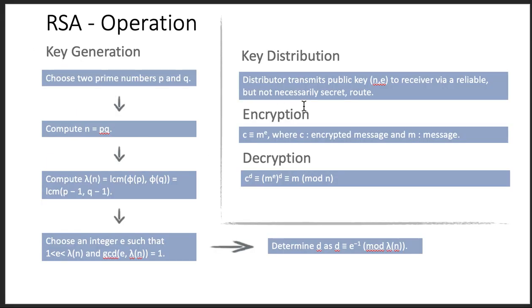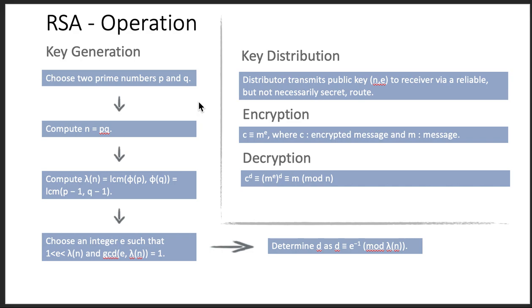So here's the key generation. We choose two prime numbers p and q. We compute the product n of the prime numbers, and we compute lambda n, which is the LCM, the least common multiple of phi p and phi q, with phi being Euler's totient function. You can look it up if you're interested.